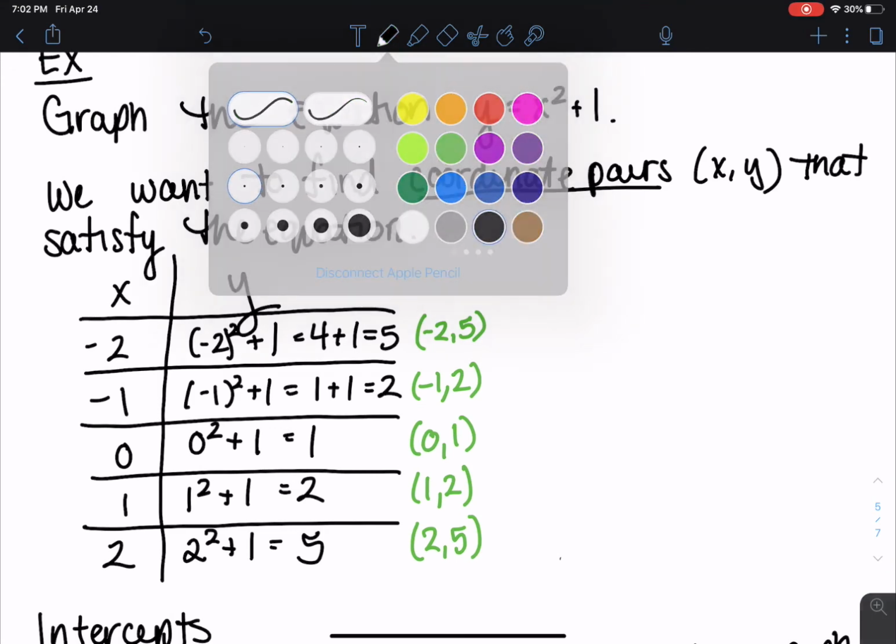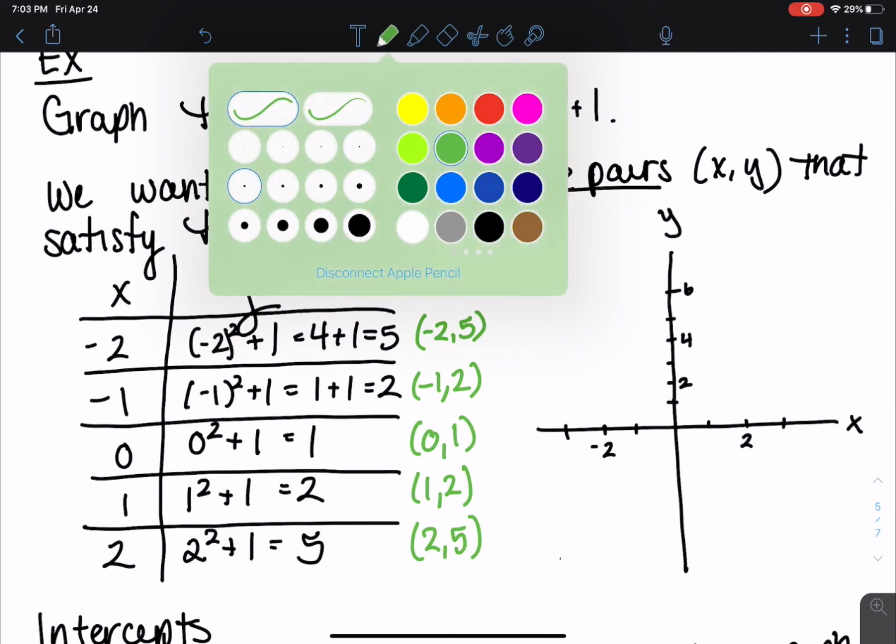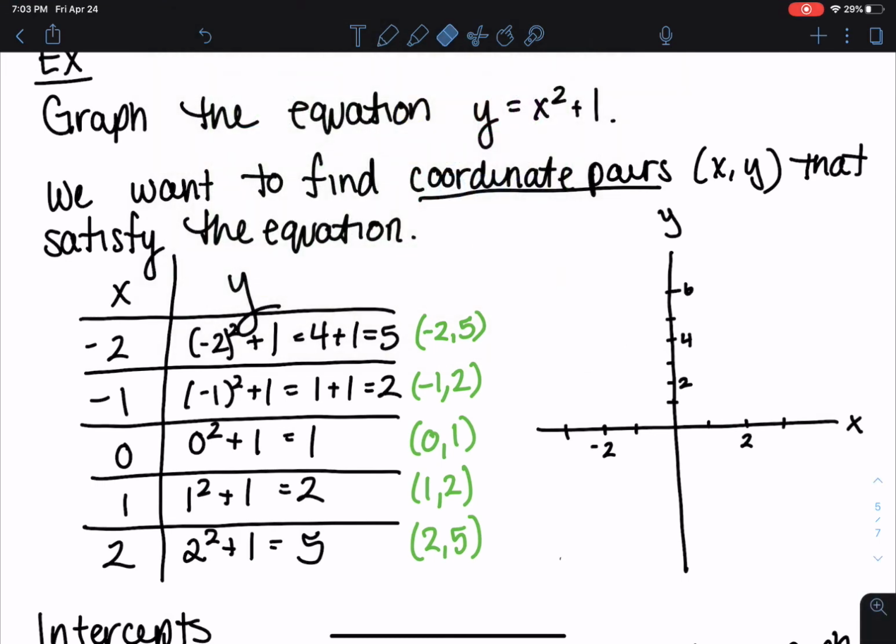So when we want to graph this, here's our x, here's our y. We need to go up 5. So 1, 2, 3, 4, 5, 6. And we don't need to label every one, we can label every other. And then we need to go out 2 in the x direction. So our first point is at negative 2, 5, which is right here.